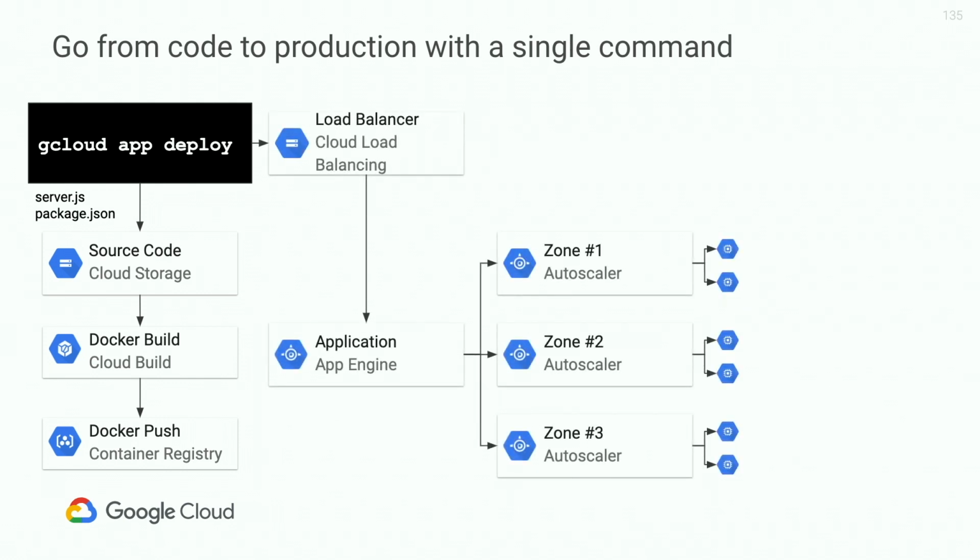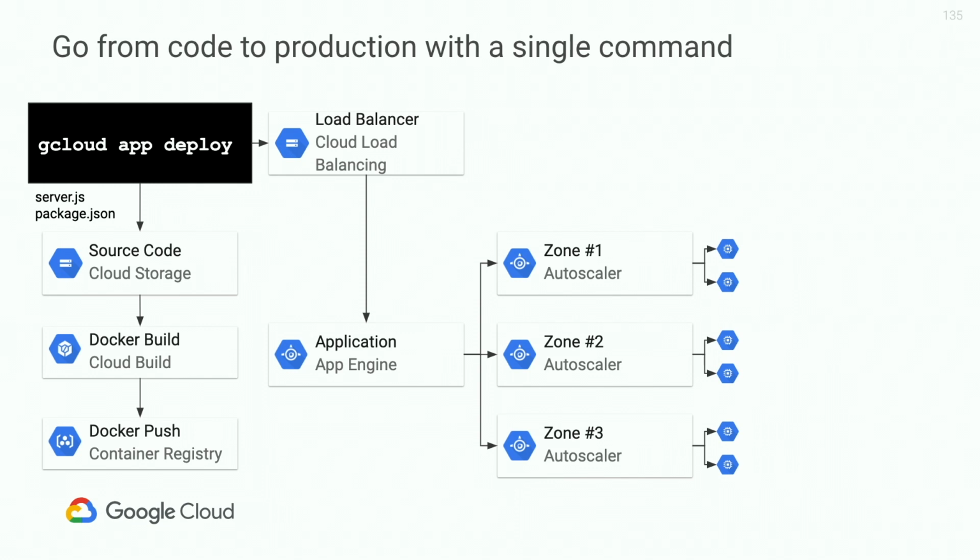App Engine also automatically enables the load balancer for you, and runs your application in 3 zones, so it keeps your application always up and running. And the App Engine backend also auto scales, so it will scale up if there's more traffic coming in, or scale down to 0 if there's no traffic.